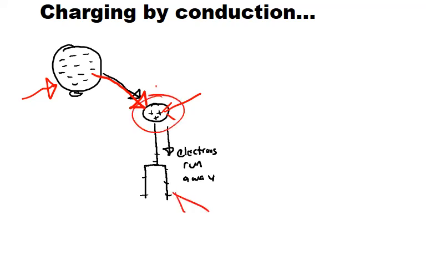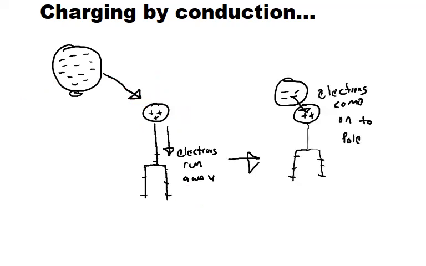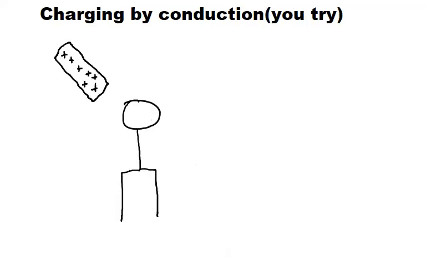Now, these electrons are still down here, right? But now we have more electrons on here. So afterwards, the whole electroscope has more electrons than it did before. And therefore, electrons come onto the pole. Now the whole thing is negatively charged. And that means that the electroscope has more electrons than it did before.